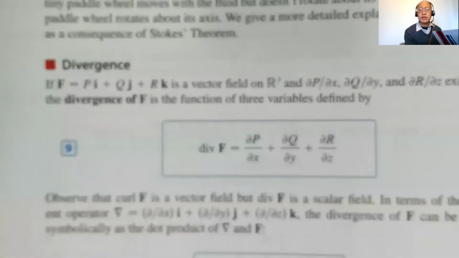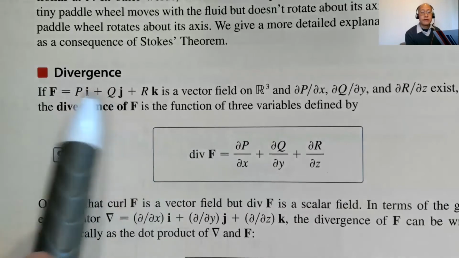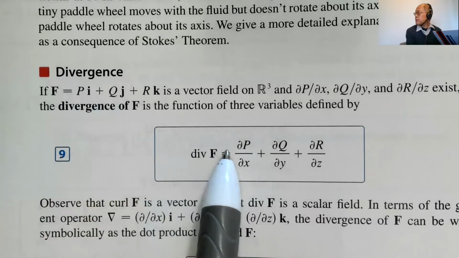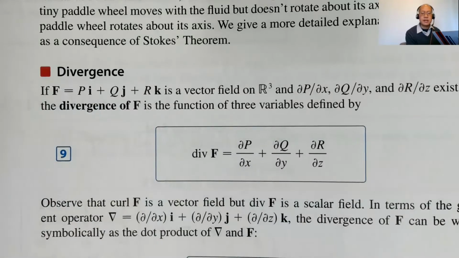All right, then we have the divergence. Here's a definition of divergence, given a three-dimensional vector P, Q, R. The divergence is the partial of P with respect to x plus the partial of Q with respect to y plus the partial of R with respect to z.